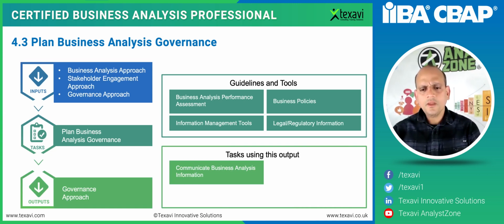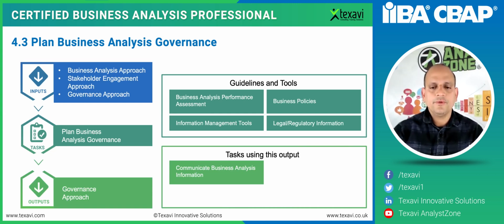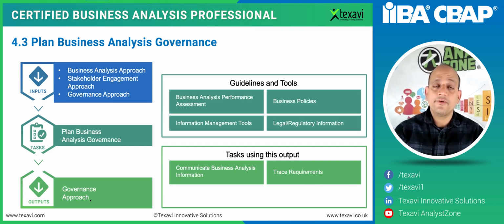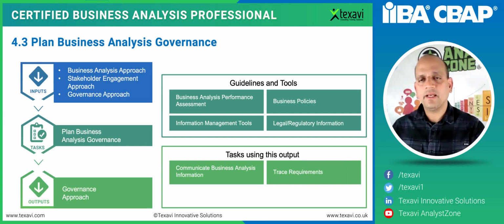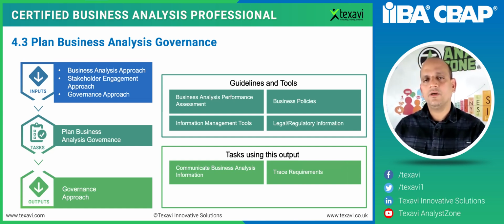So in terms of the tasks that could potentially use this, we're going to discuss that later. So, communicate business analysis information would use the governance approach, which is the output from this one. And then you'll also have the tracing of requirements, or requirements traceability. That's a very, very important activity that a business analyst would be engaged in all the way through a life cycle.